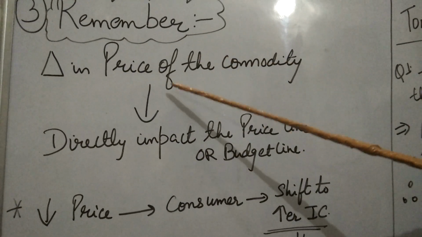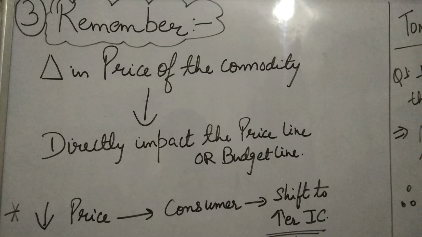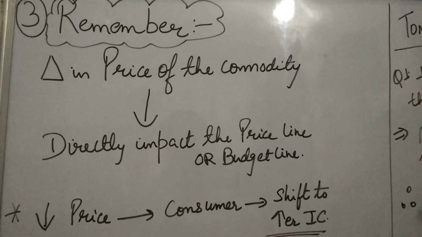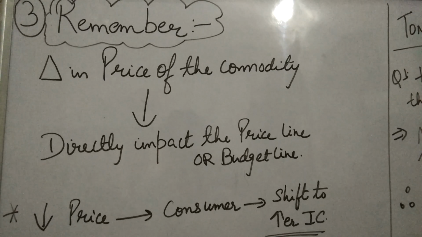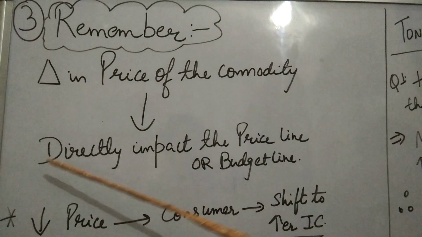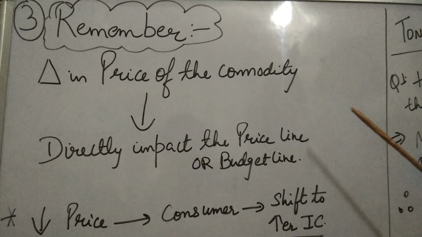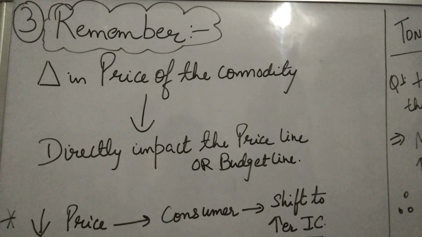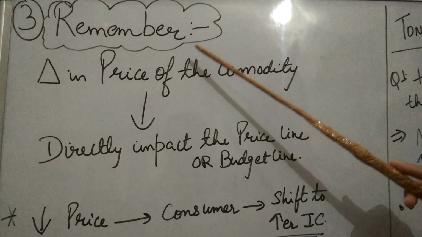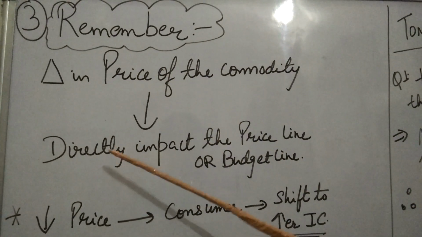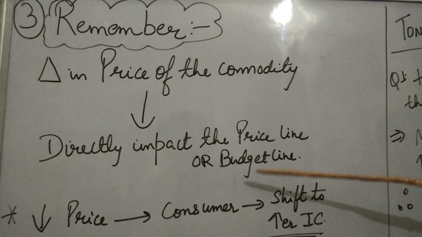Okay, if the price of a commodity changes, if the price increases, we buy less quantity, and if the price decreases, we buy more quantity. So change in the price will directly impact the price line or the budget line. I hope you are clear with the concept. Budget line is also known as price line. Okay, meaning if there is a change in price, it will directly impact our budget line or price line.